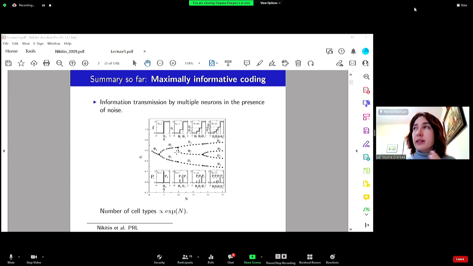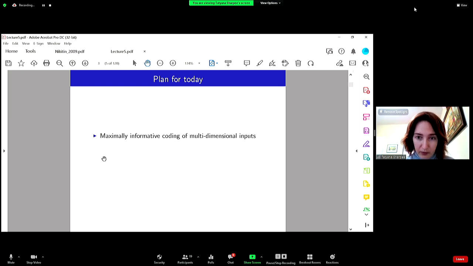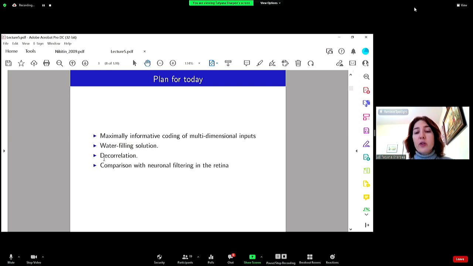And then the concluding set of lectures will bring things together, this hierarchical branching process for when you allocate multiple cell types to encode one input dimension, plus the analysis that we will start today about how to code multiple variables at the same time. So the plan for today is we will start with maximally informative coding of multidimensional inputs and then discuss two related famous solutions that one should be familiar with. One is known in engineering as a water filling solution, and I will describe the origin of that name, or a related phenomenon, decorrelation. And we will do comparison with neuronal filtering in the retina and in the visual cortex.